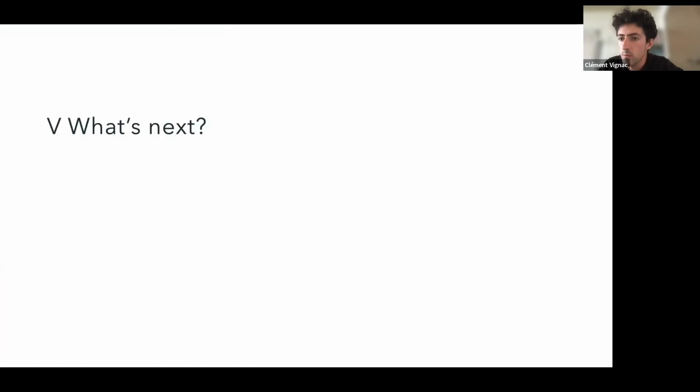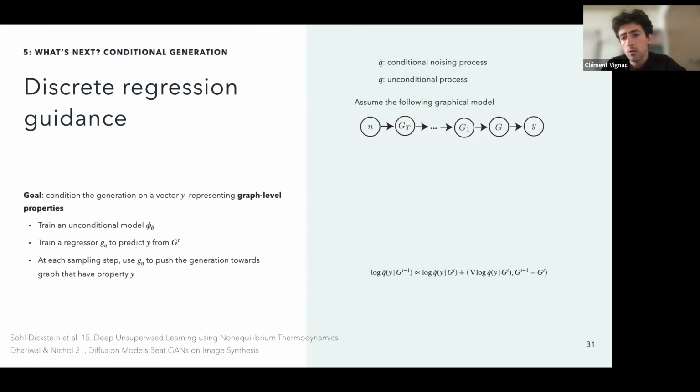Let's get quickly to things for the future and things that we've started to do. The first one is conditional generation, because as I said before, most tasks require conditional generation. And for this, we propose a discrete guidance procedure. Here we work on molecules on QM9, and we want to condition the generation on some graph-level properties. For example, it could be solubility or something like this. And I'll go quite quickly.